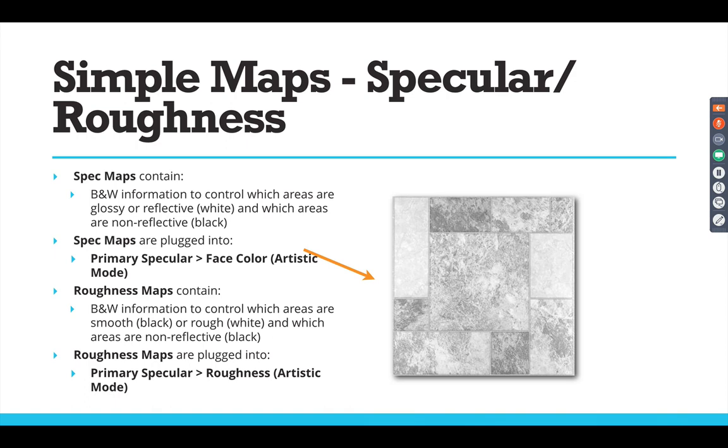So, these are black and white maps. They are expecting black and white information. That's why it's set for 0 to 1. Even though we could put color in there, in the end, only 0 to 1, black or white, is going to be registered. Value or brightness information.